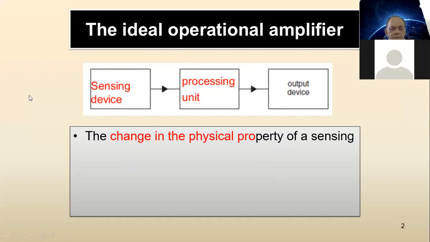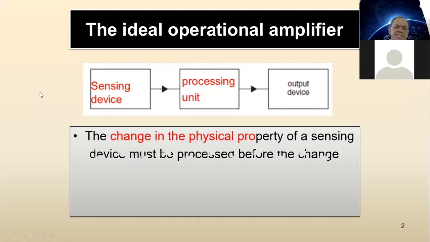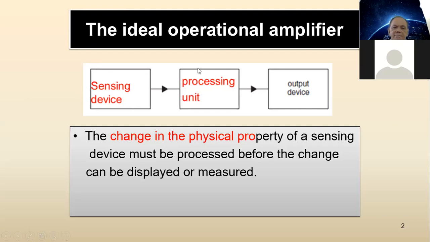The change in physical property is what we are sensing, right? Outside, a temperature change is sensed by the sensing device. And after that, it must be processed by the processing unit, and then display our output. Last lesson, we looked at the sensing device: the thermistor, the light dependent resistor, and the strain gauge.